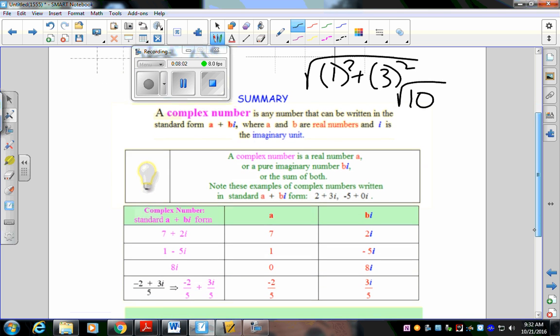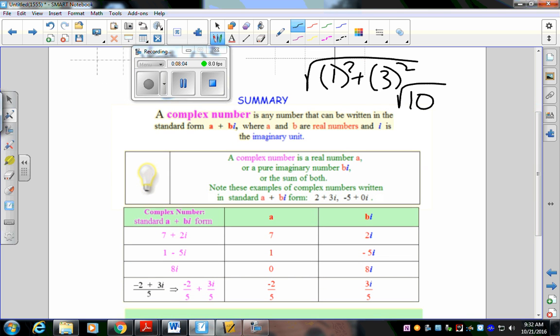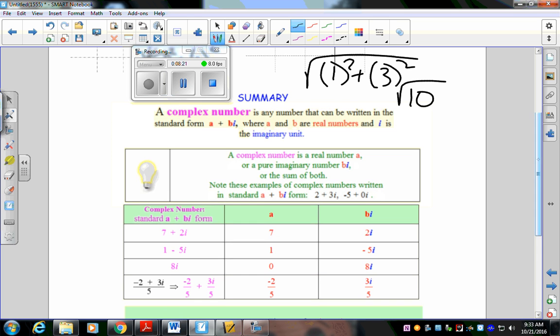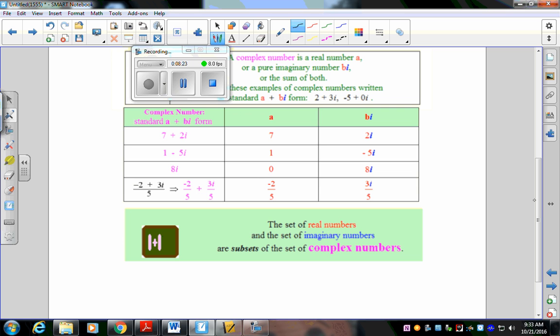All right, so our summary for today. Remember, complex numbers are any number that can be written in the form a plus bi, where a is a real number, b is a real number also, and i is the imaginary unit. And a complex number is a real number a, or a pure imaginary number bi, or the sum of both. So everything is falling into our complex number realm. And then to find the absolute value, we are finding the distance from the origin. And that is all.